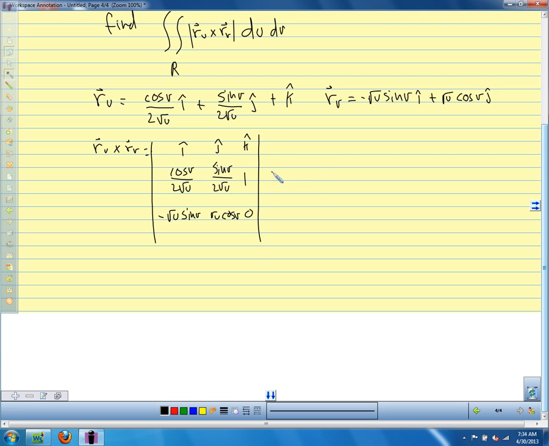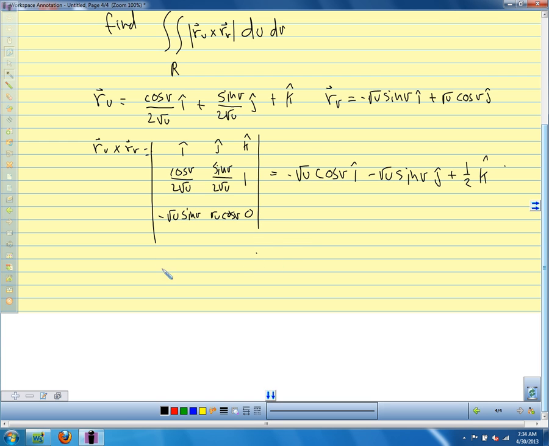When I do this cross product and simplify it, I'm not going to write the intermediate steps, but I get minus square root u cosine v i hat minus square root u sine v j hat plus 1/2 k hat. Should it be plus? No. Okay, so you're good. I'm pretty sure that one's right. All right, so there's our cross product.